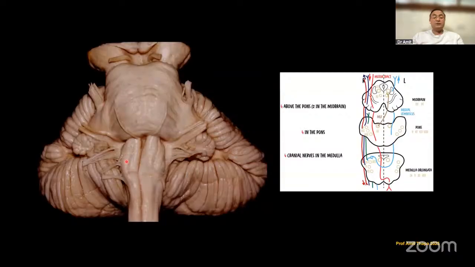And then the last 4, cranial nerves 9, 10, 11, and 12, arise from the medulla, of which the 12 arises from the pre-olivary sulcus, and the 9, 10, and 11 arise from the post-olivary sulcus. So these projections on the ventral surface of the brainstem can be a very good navigating guide for all of us. Whenever we see these particular projections, we know which structure we're dealing with.